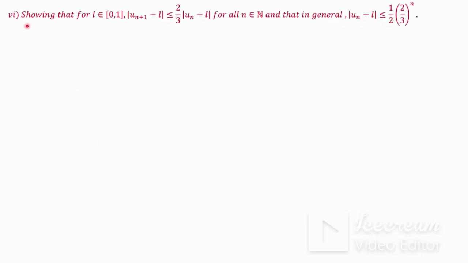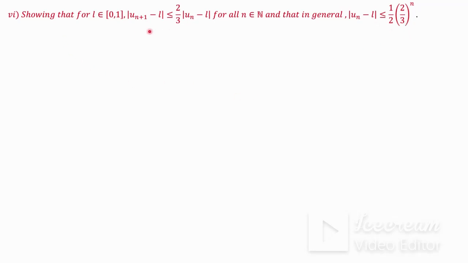Let us then move into the Roman 6 of our question, where you have been asked to show that for all L belonging to the interval 0 to 1, the absolute value of u n plus 1 minus L is less than or equal to 2/3 times the absolute value of u n minus L for all n belonging to the set of natural numbers, and that in general the absolute value of u n minus L is less than or equal to half times 2/3 raised to the power n.